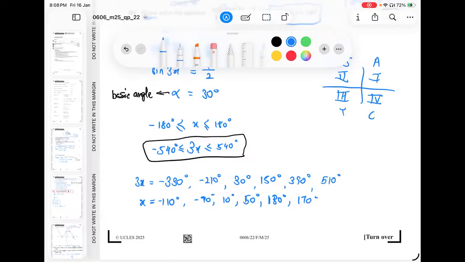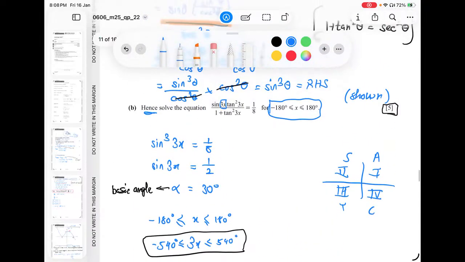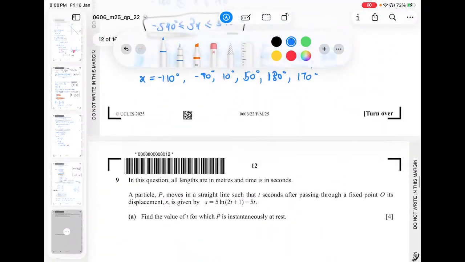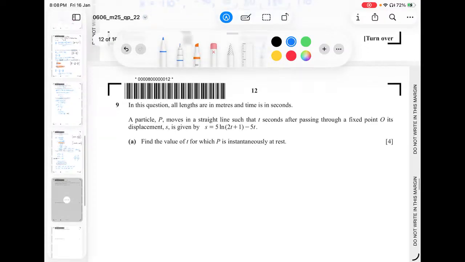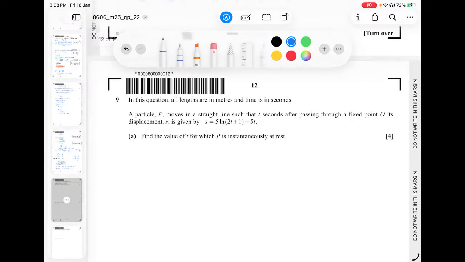So those are the 6 values of x. Hopefully you solved this equation, part B, and let's move on to 9. So there are 3 more to go. In this question, all lengths are in meters and time is in seconds.